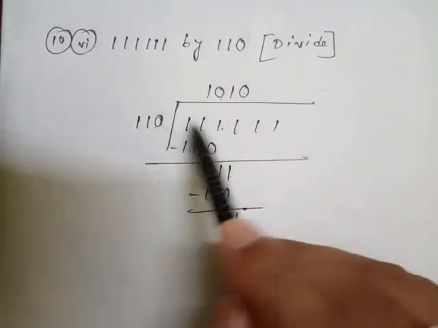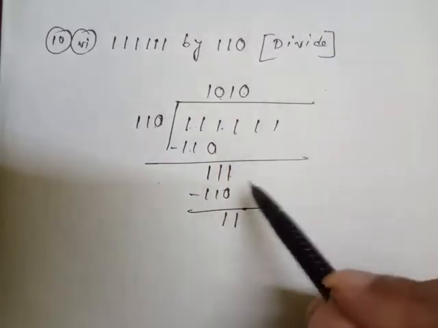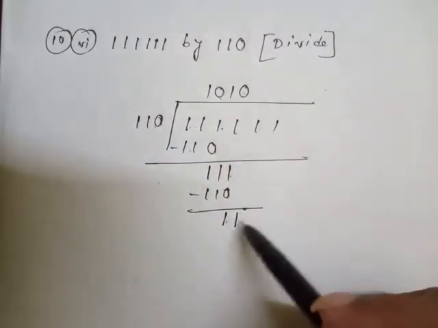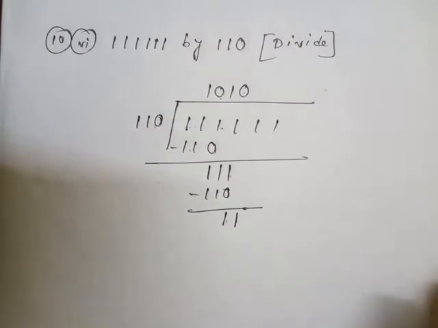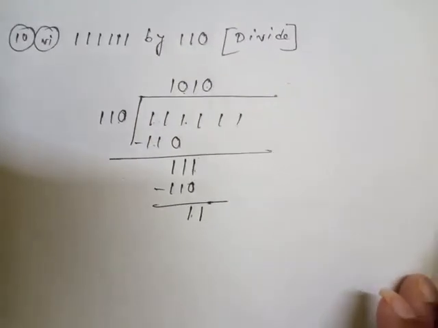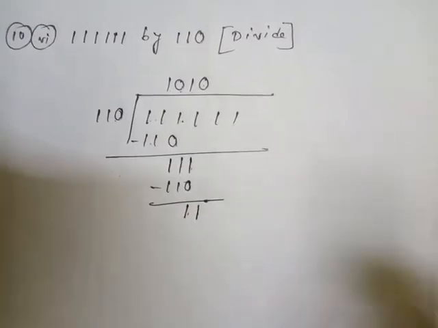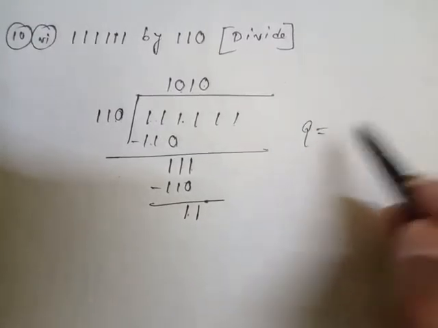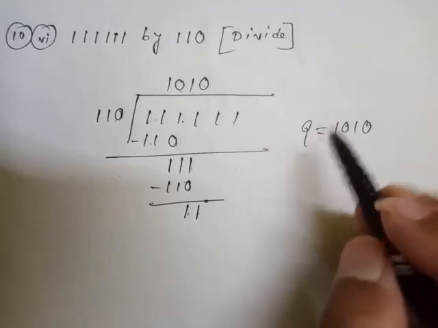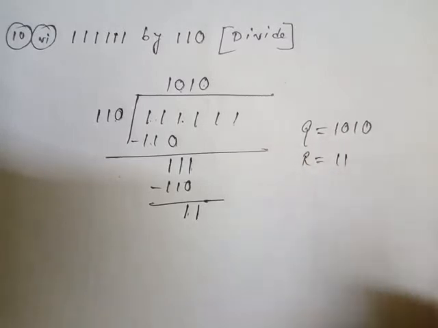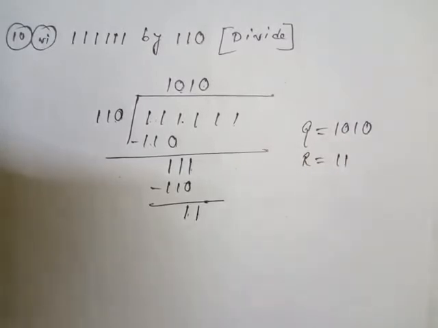So now 110 into 110. Now after that 1 will be here and this 1 will be here. So remainder is 11, not 11 actually, 1 1 in binary. So here we can say that quotient is 1010 and remainder is 1 1. This is the answer of 10 Roman 6, sorry, 10 Roman 6.